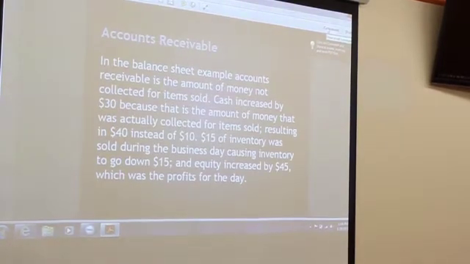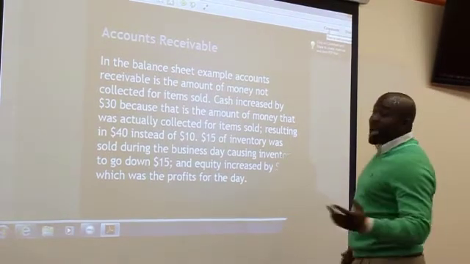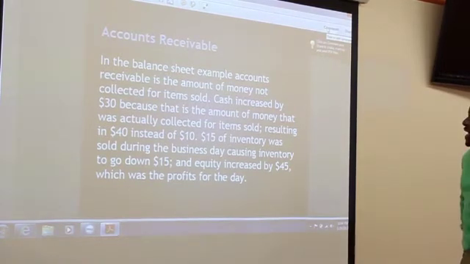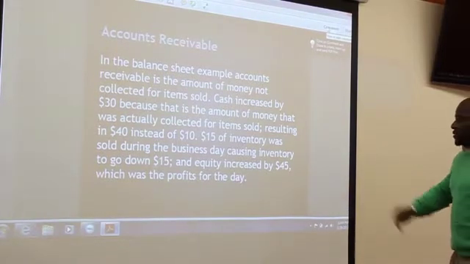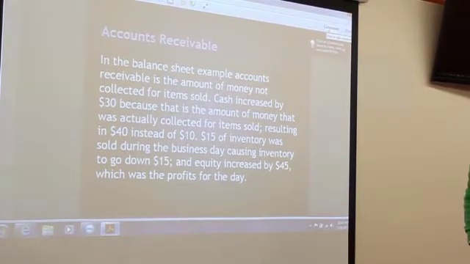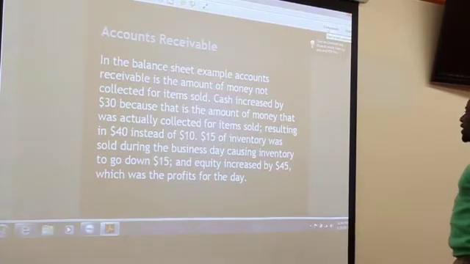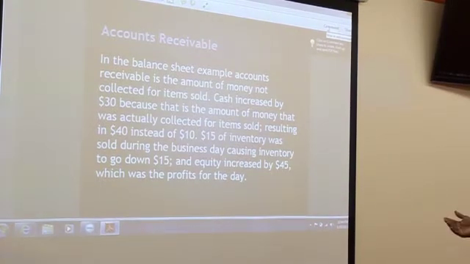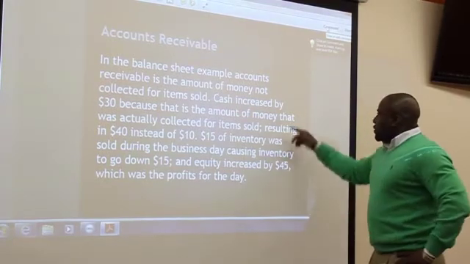Accounts receivable. In the balance sheet example, accounts receivable is the amount of money not collected for items sold. Cash increased by $30 because that is the amount of money that was actually collected for items sold, resulting in $40 instead of $10. $15 of inventory was sold during the business day, causing the inventory to go down to $25, and equity increased by $45, which was the profits for the day. So what I want to focus on right now is, we're going to go back right here.